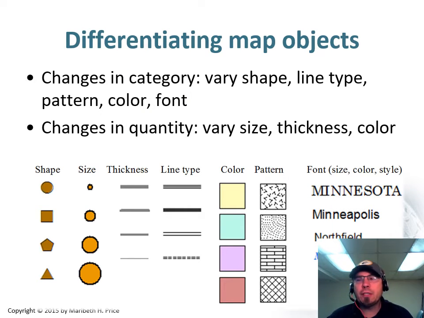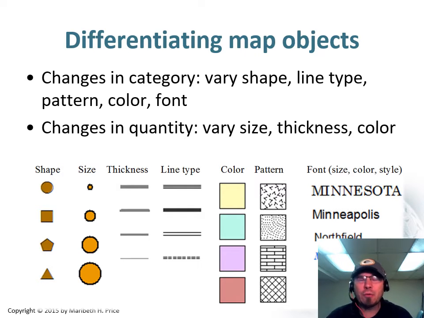So how do we differentiate the different things in GIS? You can use shape, so different shapes if you have points, like circles, squares, pentagons. Size to represent, let's say, smaller size for smaller population, larger size for larger population. Thickness of the line, obviously, let's say roads. A thinner line is a less traveled road, whereas a thick line is a more traveled road. Or line type to show, let's say, unpaved roads all the way through interstates.